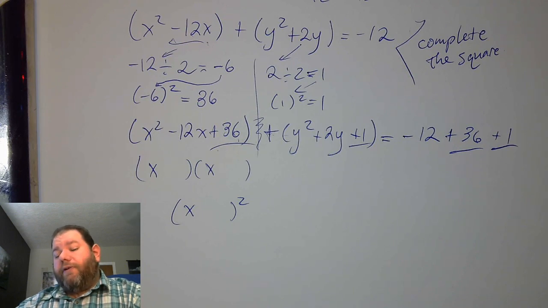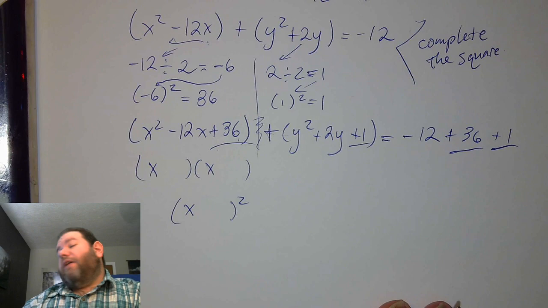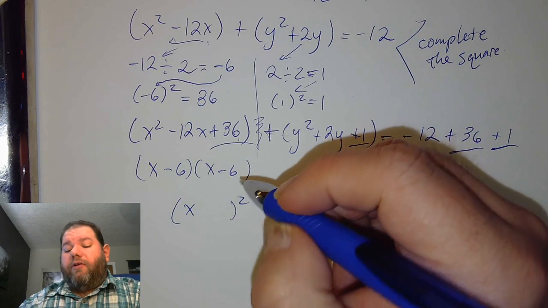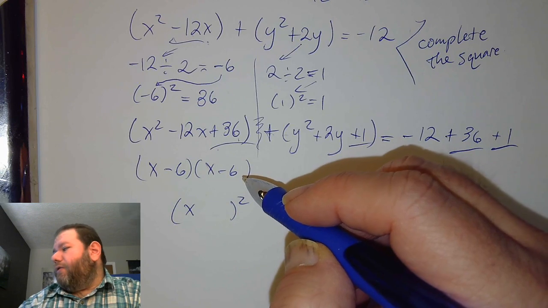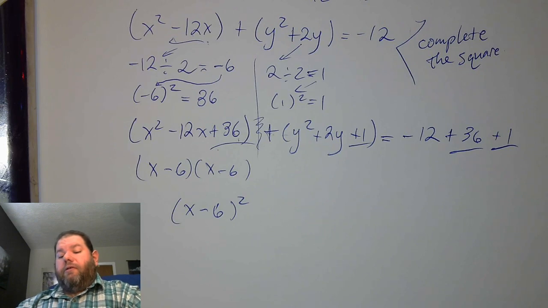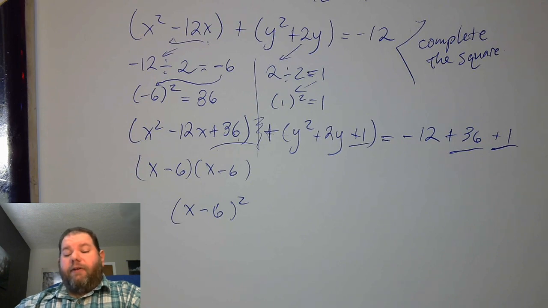8 times 4 is 36. Or rather, is it 32? Negative 6 and negative 6. Again, the key here, and hopefully this helps, the factorization should be identical if we've done everything right. It's okay. So we end up with x minus 6 squared.